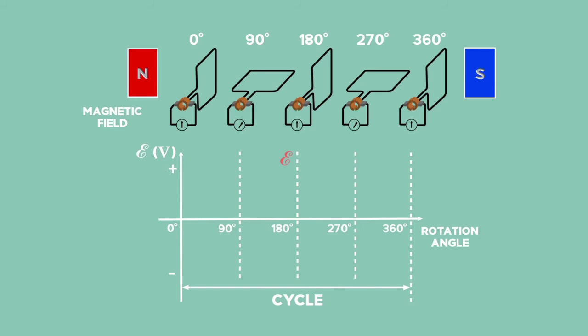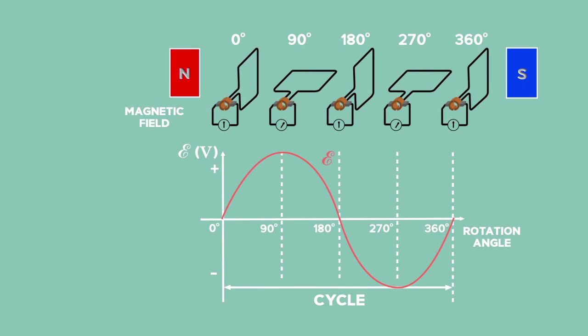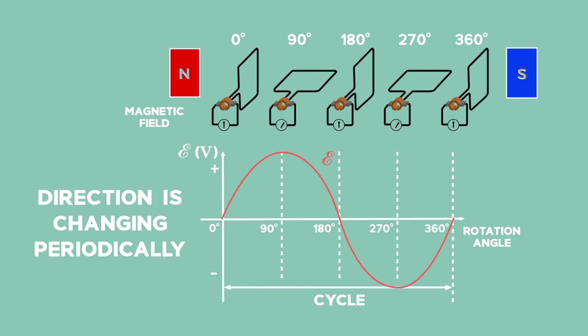If the magnetic field and the coil are parallel to each other, no EMF is produced. This is shown by positions 0, 180 and 360, so the graph passes through 0. At 90 and 270, the magnetic field and the coil are perpendicular to each other, and a maximum EMF is induced. The armature is connected to slip rings as the graph produced is a sine wave, which indicates the direction is changing periodically.